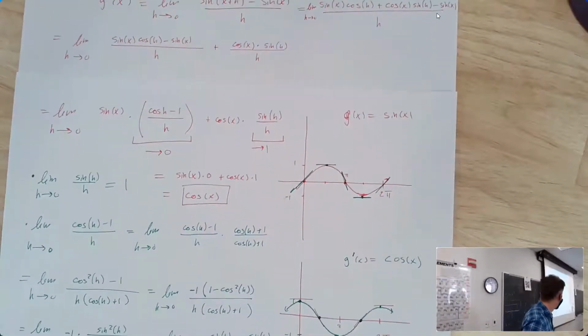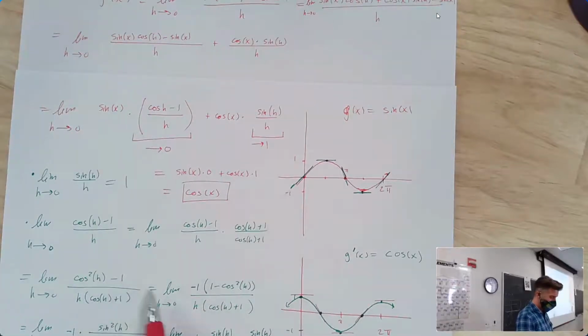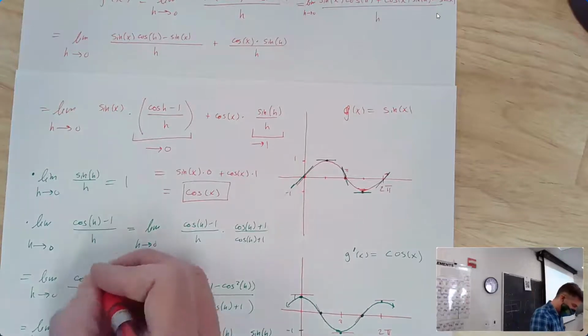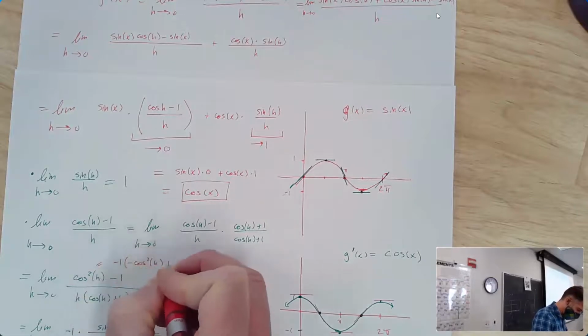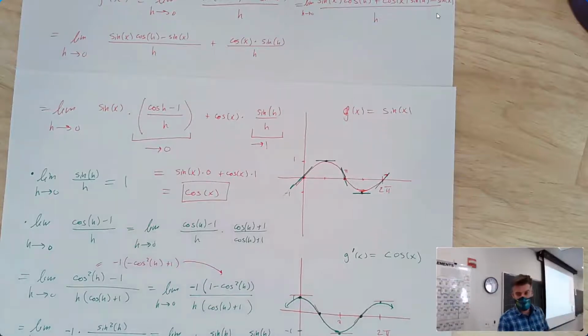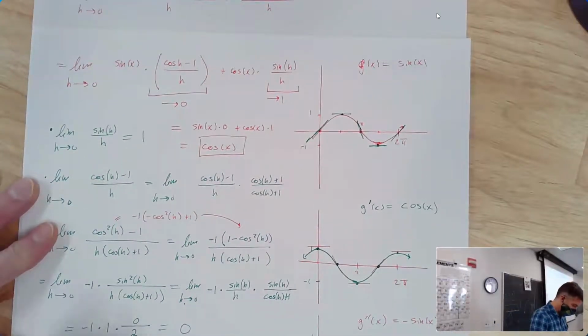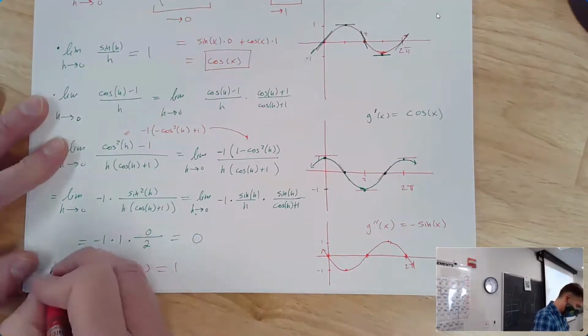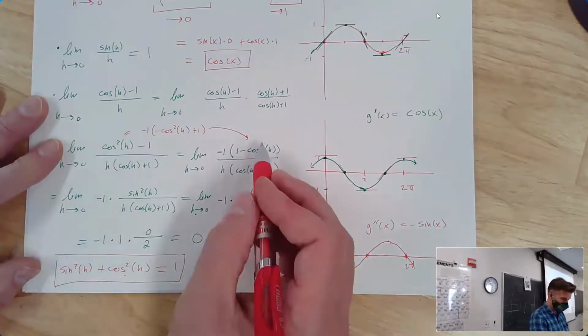I multiply cosine h minus 1 times cosine h plus 1 to get cosine squared h minus 1. And then I factored out a negative 1. So this is really equal to negative 1 times negative cosine squared of h plus 1, which I then wrote as negative 1 times 1 minus cosine squared of h. And 1 minus cosine squared of h is equal to sine squared of h. And we have this trig identity that sine squared of h plus cosine squared of h equals 1. So I'm using that identity. I'm just saying, oh yeah, cosine squared is 1 minus sine squared, replacing that with that.